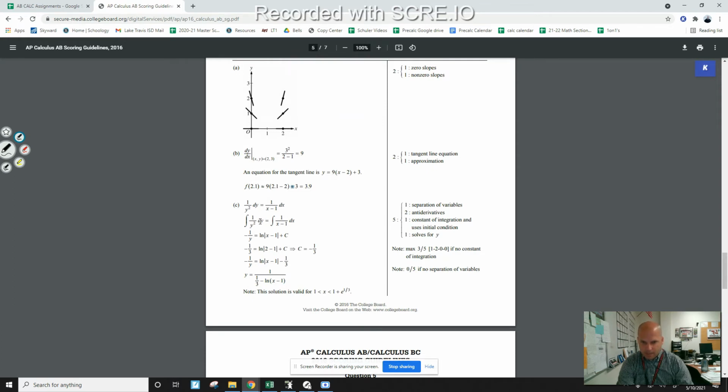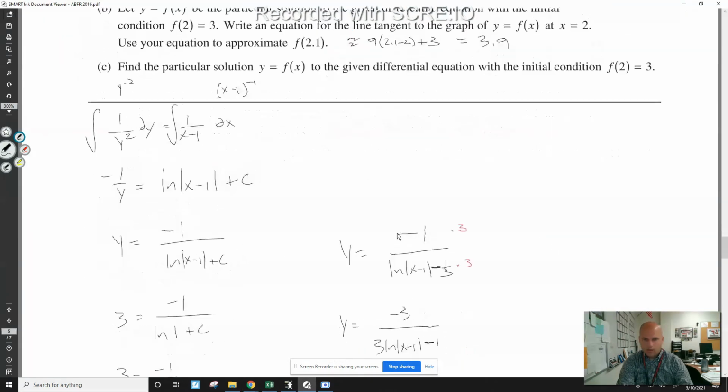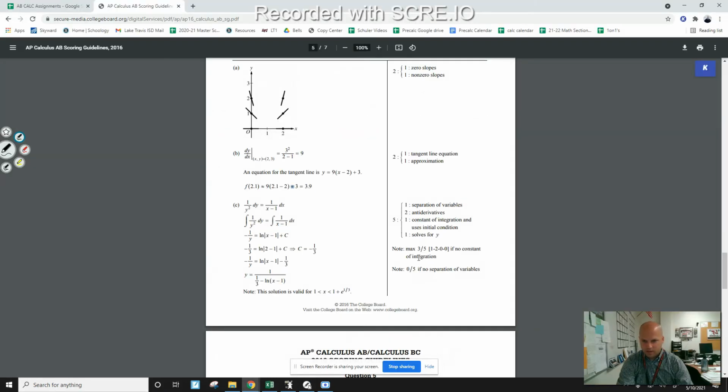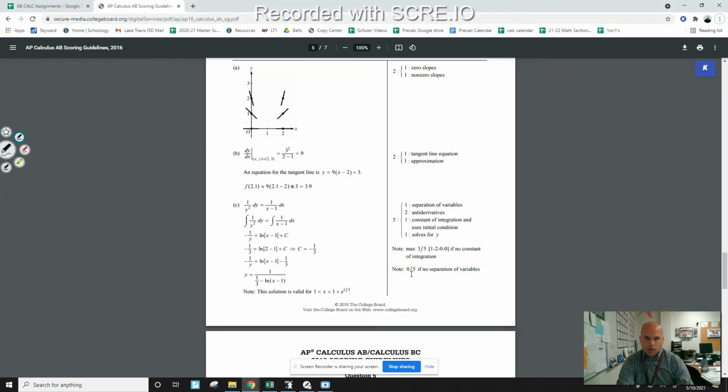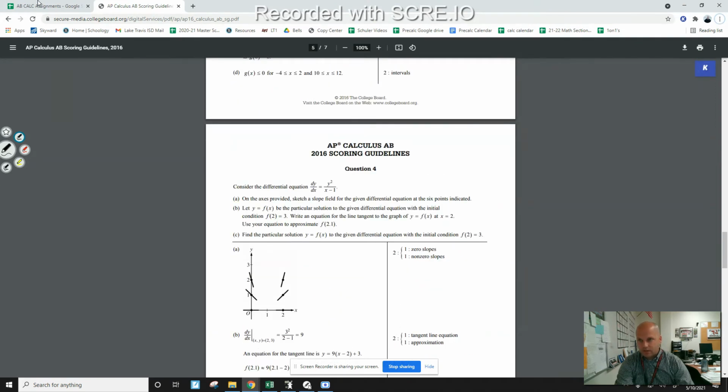They separated variables, took the antiderivatives, found c, used c, solved for y. They didn't even simplify by multiplying by 3. So this version is actually what they had, though they had the opposites of everything. Hey, it could be easy 9 points if you guys are ready for it.